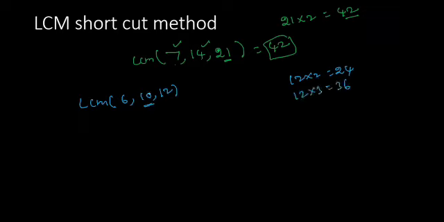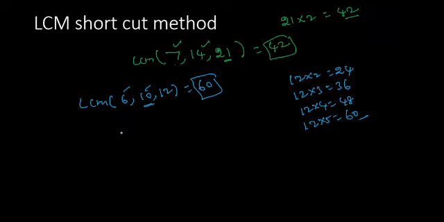So 36 is again not divisible by 10. Now 12 into 4 is equal to 48. 48 is not divisible by 10. Now finally 12 into 5 is equal to 60. Now 60 is divisible by 10, and it is divisible by 6. So LCM of 6, 10 and 12 is 60. So this is called the shortcut method. The shortcut method can be applied only when the numbers are very small. When the numbers are very big, then it's better to go for the long division method. So that's how it functions.